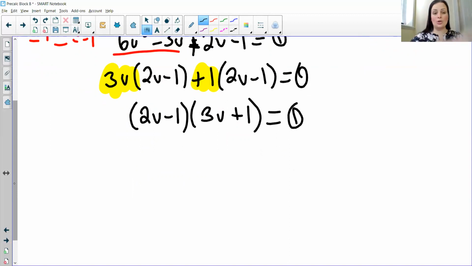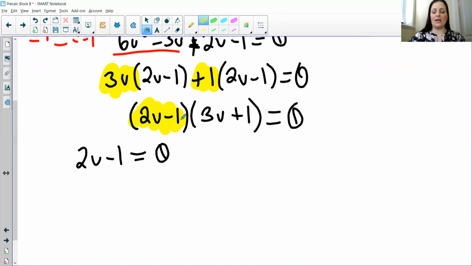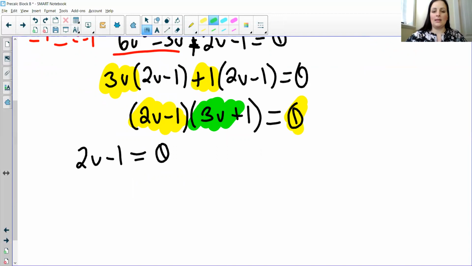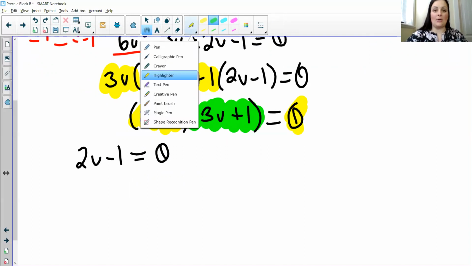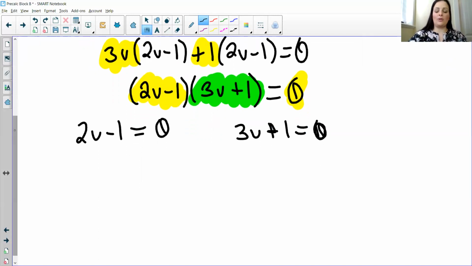So there's two possibilities. There is 2U minus 1 equals 0. Because if this first bracket equals 0, it doesn't matter what the second bracket is, because anything times 0 is 0. And then the second possibility is if the second bracket is 0, because again, it doesn't matter what the first bracket equals. If 3U plus 1 is equal to 0, anything times 0 is 0. Okay, so we can solve for U in both of these options.